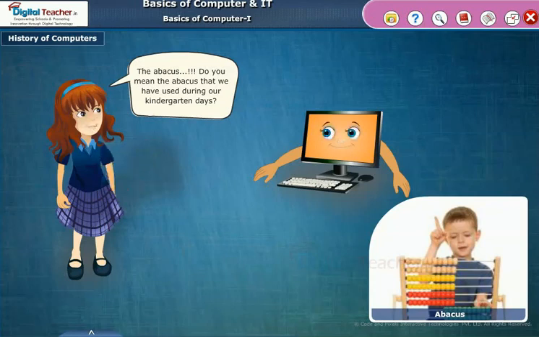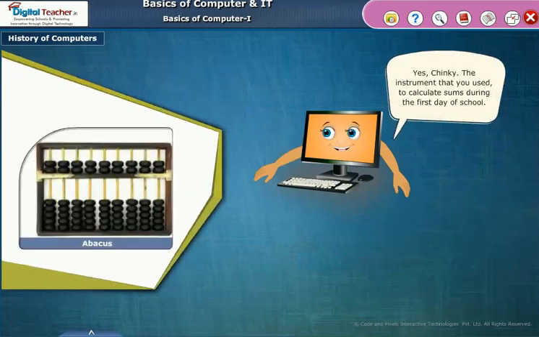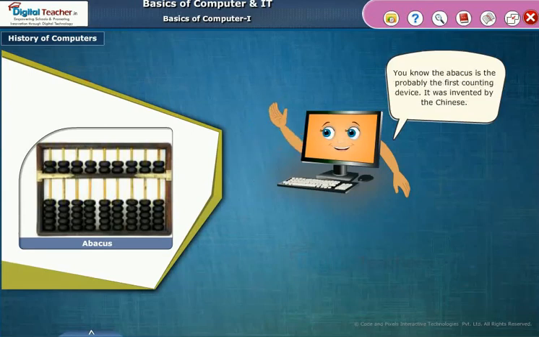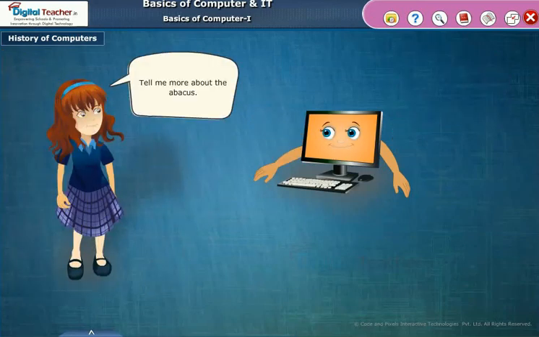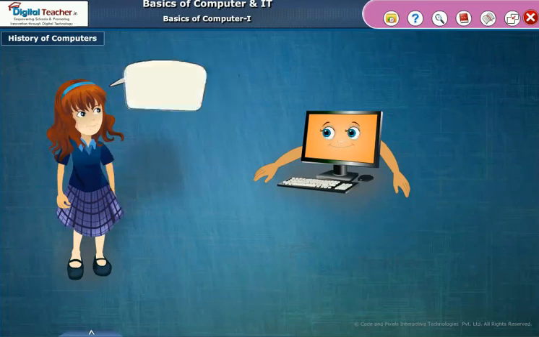The abacus. Do you mean the abacus that we have used during our kindergarten days? Yes, Chinky, the instrument that you used to calculate sums during the first day of school. You know, the abacus is probably the first counting device. It was invented by the Chinese. Tell me more about the abacus.